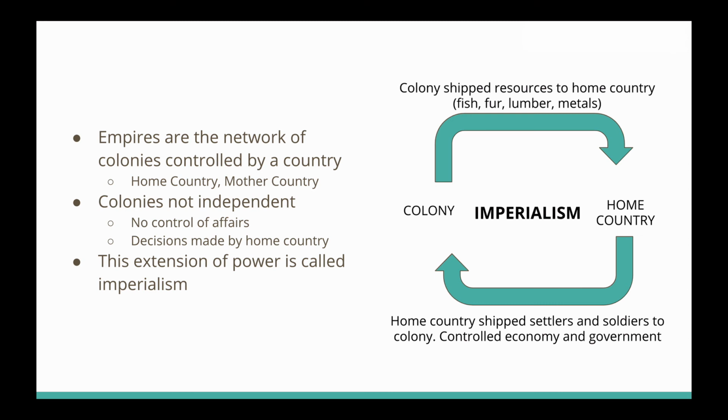The home country, in turn, what it's doing for the colony is it's going to control its economy and its government, but it's also going to ship out settlers and soldiers and finished goods from the resources that the colony sends to the home country. So the home country will supply the colony again with finished goods, settlers, soldiers, as well as controlling the economy and the government. In turn, the colony will send resources back to the home country. And this is the circle that will take place. This is known as imperialism.